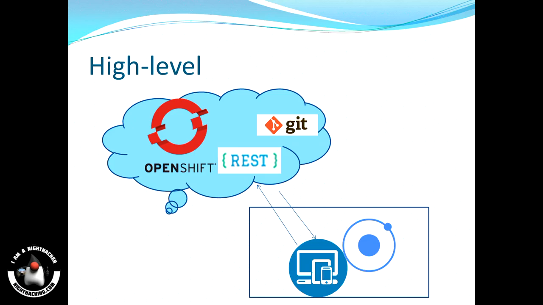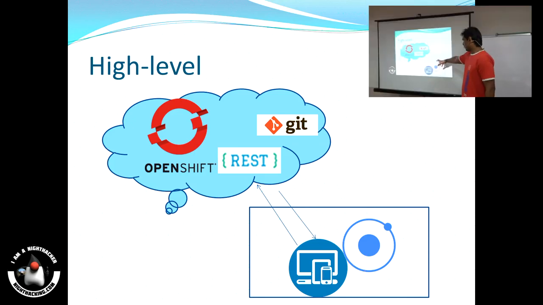So this is the high level of what I am going to do. I am going to develop an API in the cloud, and I am going to consume it by developing a very basic UI in the iOS and Android SDK. So I am going to consume those REST services. That's it. Everybody clear?